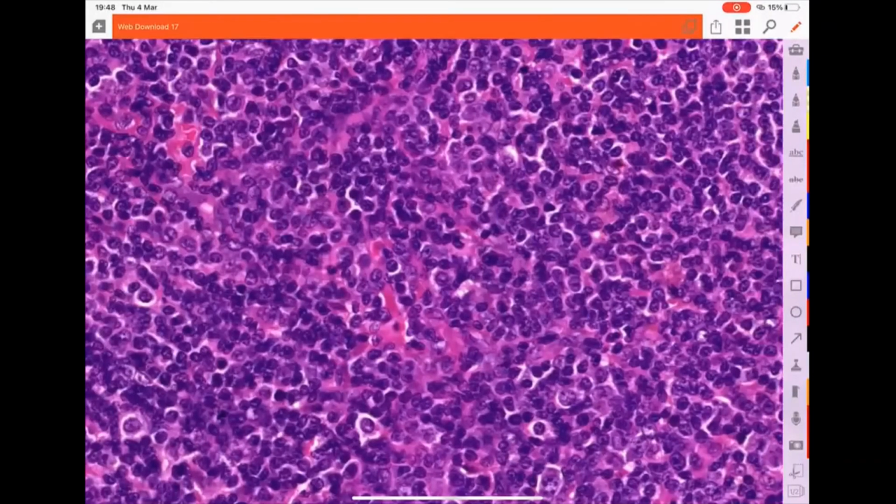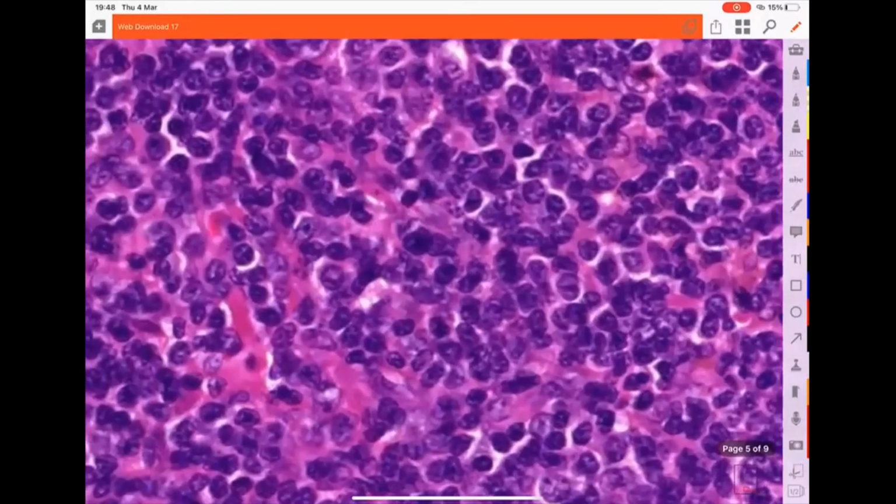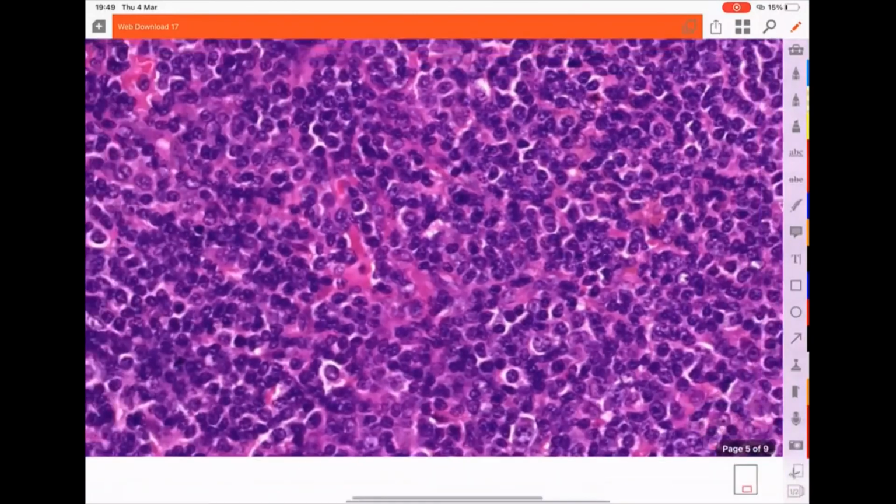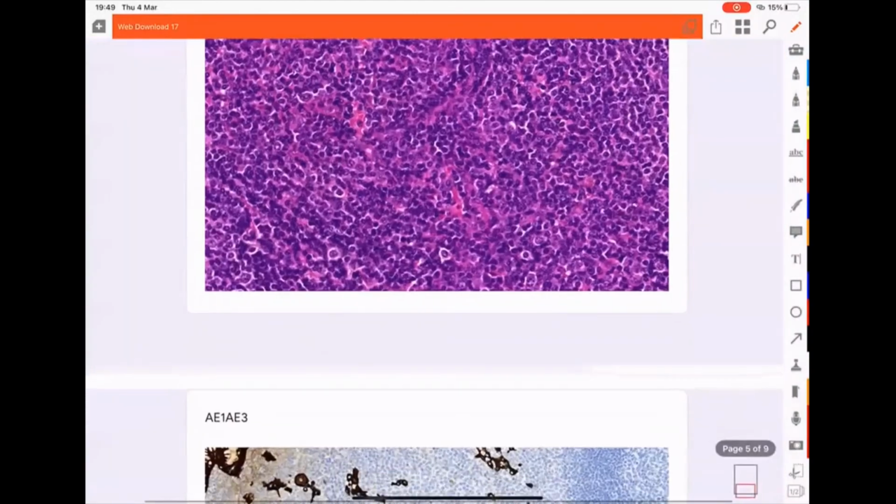But in all the fields which I have just shown you, there isn't a lot of the starry sky appearance of the tingible body macrophages that you see with the diffuse large. And we didn't really see a lot of mitotic activity or really ugly cells, but we saw some larger populations of cells which we are not sure about.